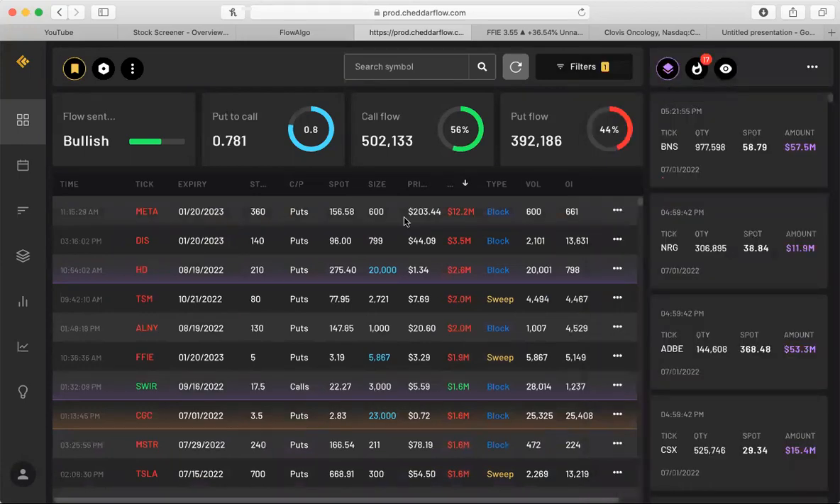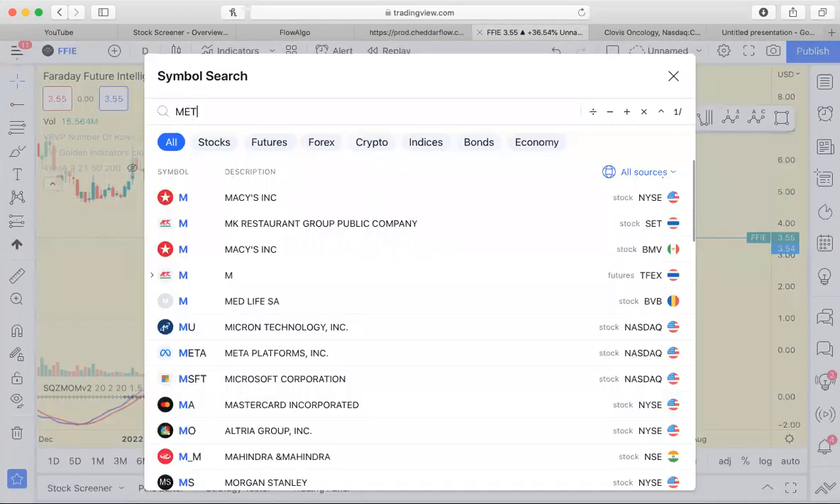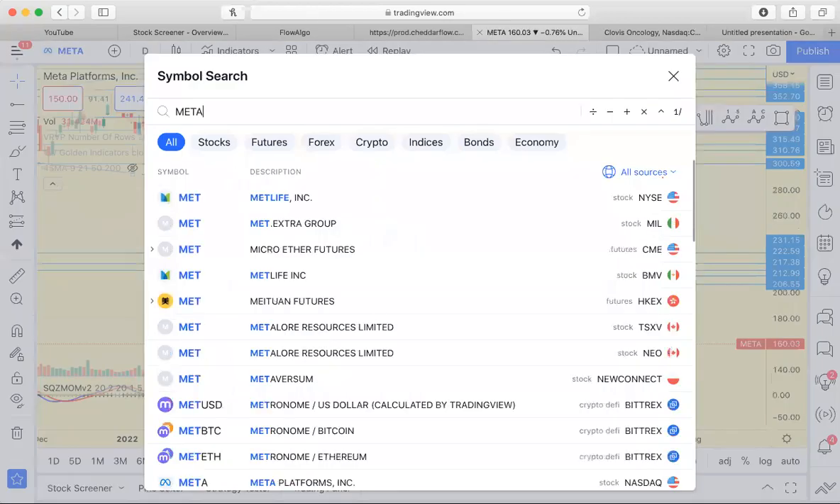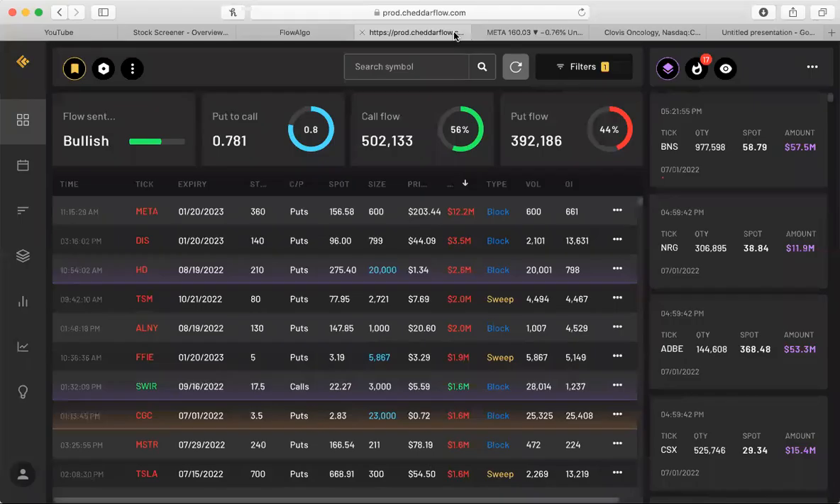So Meta. I was talking about this earlier in the chat. Some of y'all were asking me about these deep in the money $360 puts when the price is 156.58, right? Why are they paying this much for a contract? So basically, what this can mean is that they're actually selling it and it's for risk purposes. Because if you're in a hedge fund, they're not going to let you buy out of the money options. That's just not how they work. They sell the out of the money options.